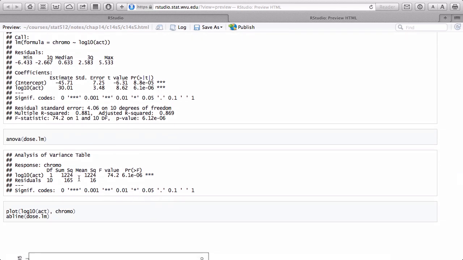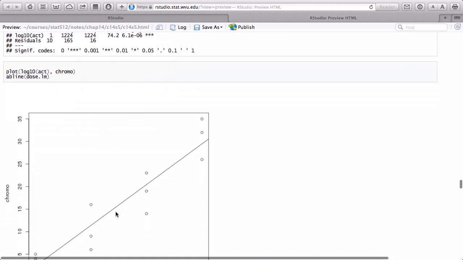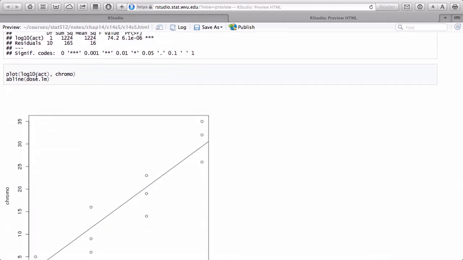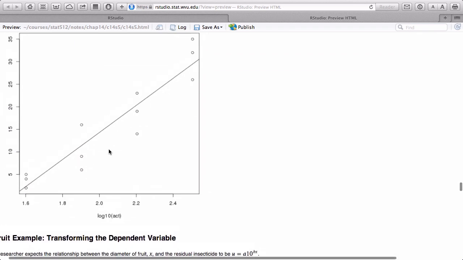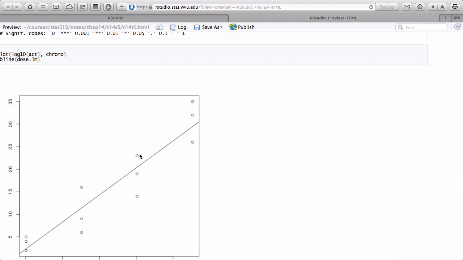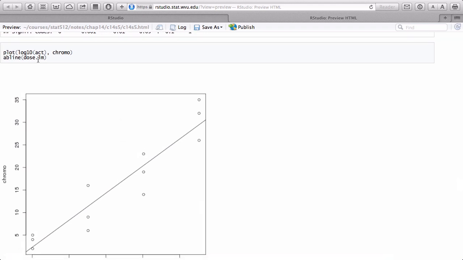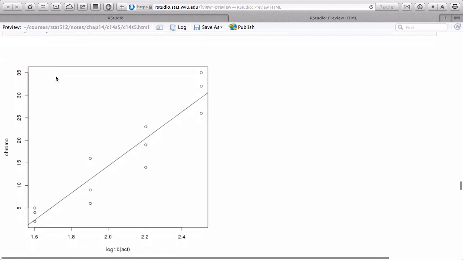And if I do an ANOVA on it, I just get the F-test version of that. So I'm going to plot the log base 10 of ACT versus chromosome damage. Now you notice when I do that it's pretty well straightened out. We don't have that curvature that's leveling off. And then abline with dose.lm actually fits the fitted line. Dose.lm is a model object, and if I say abline with dose.lm, it will fit that model object. It will fit the straight line. So you can see that that's a pretty good fit.